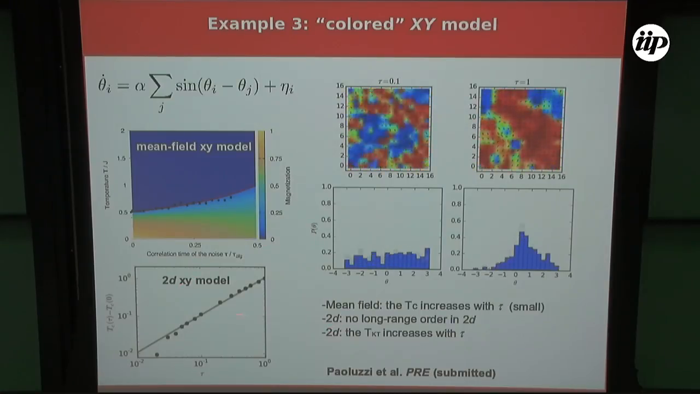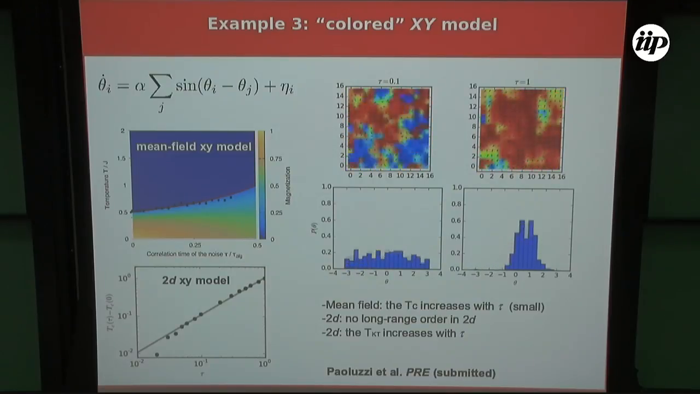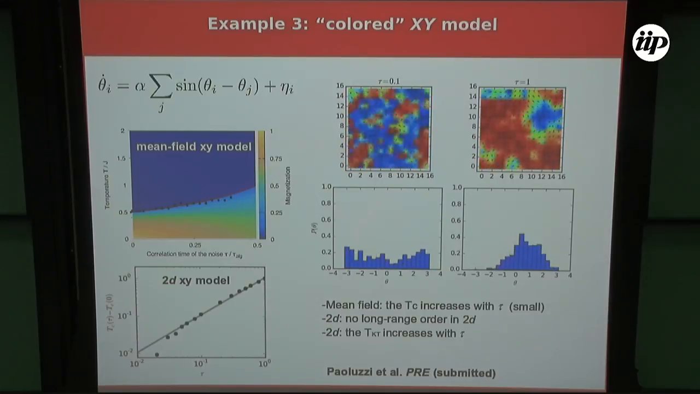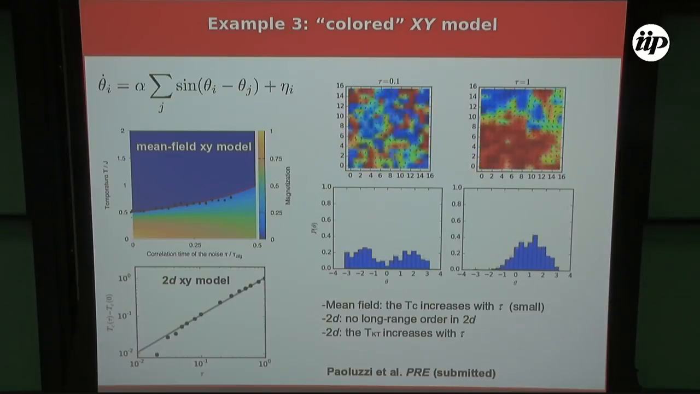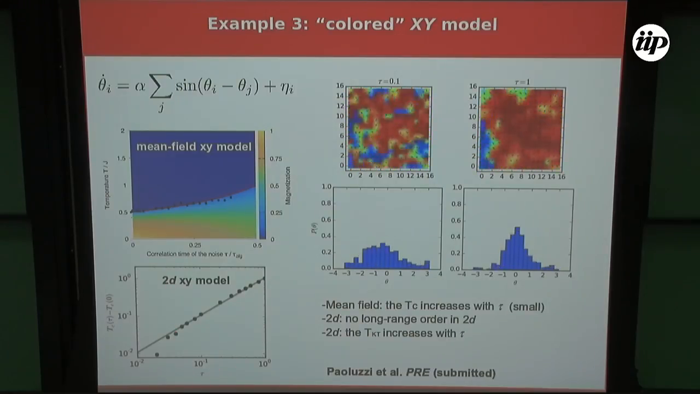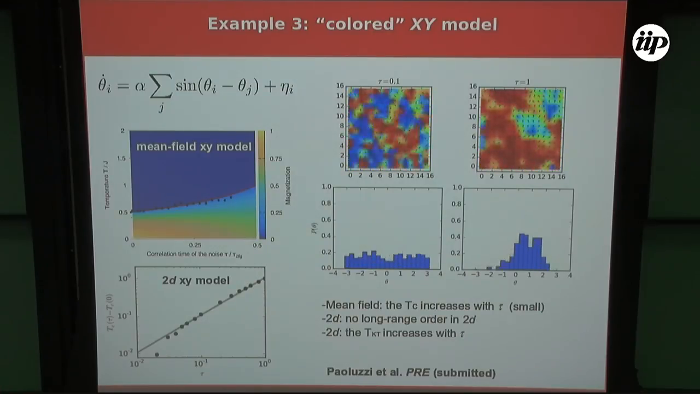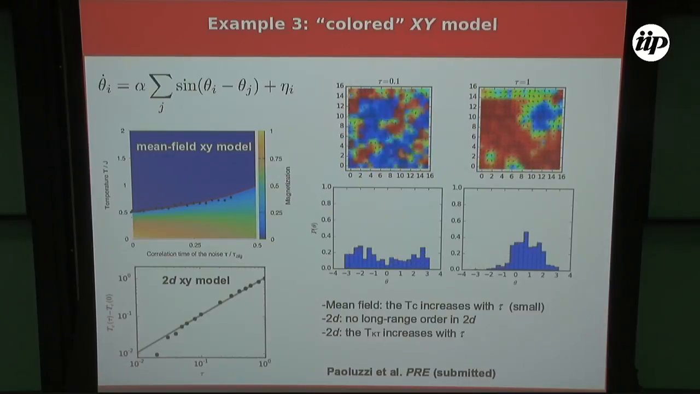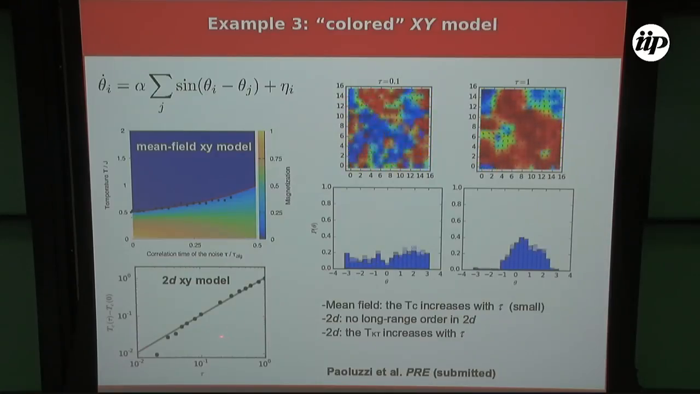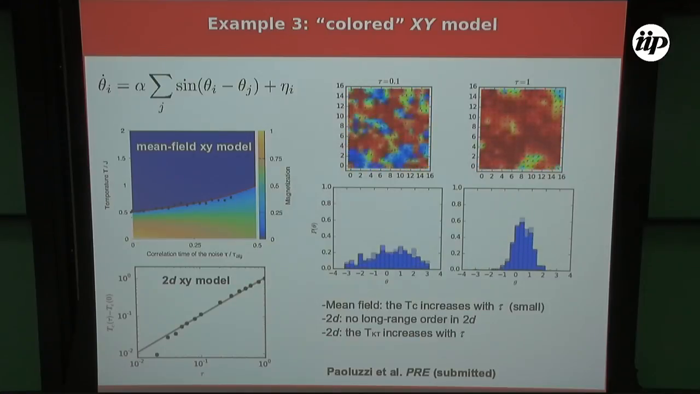We can also do calculations at infinite dimensions, and we can prove that there's no long range order in 2D. But we can show that the vortex unbinding transition changes with the memory of the noise if the system has finite size. If the system is infinite, the vortex unbinding transition temperature stays the same. But if the system is finite, the vortex unbinding transition temperature increases.